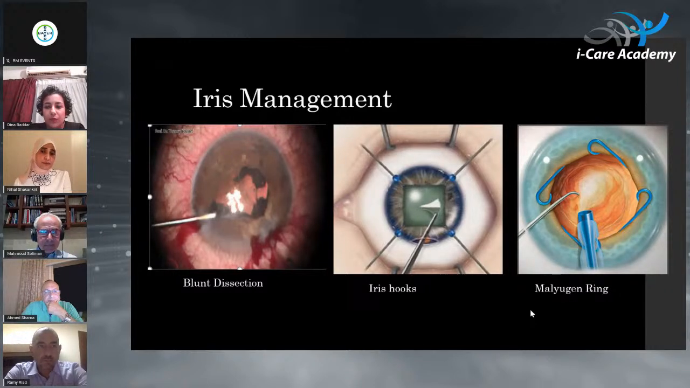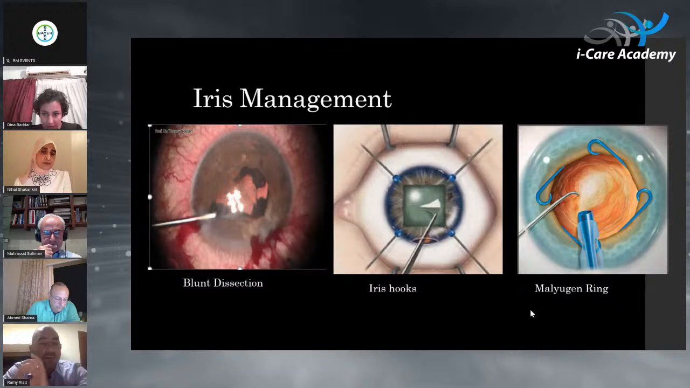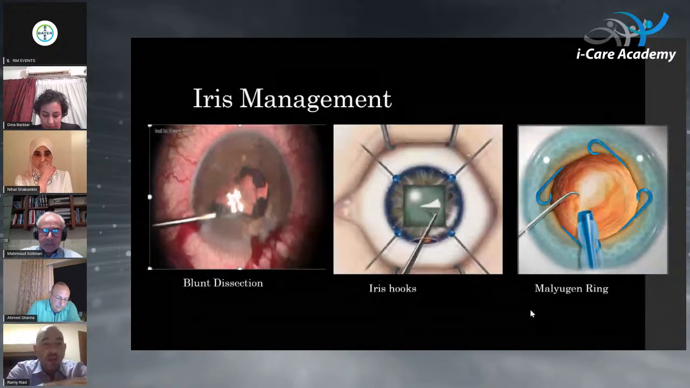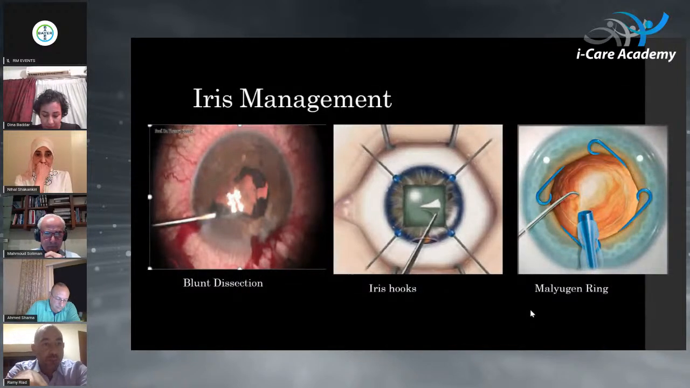Okay. Ramy, how often do you use hooks, Malyugin ring, and what's your experience? There's a nice trick that I learned. When the iris is totally adherent to the surface of the lens, just do a small iridectomy, and then you inject the viscoelastic from that iridectomy under the iris, and then with the spatula, you start dissecting, not from the pupil outwards, but from the outer direction inwards towards the pupil. It works really well when the iris is totally adherent. It's a really nice trick that I learned.